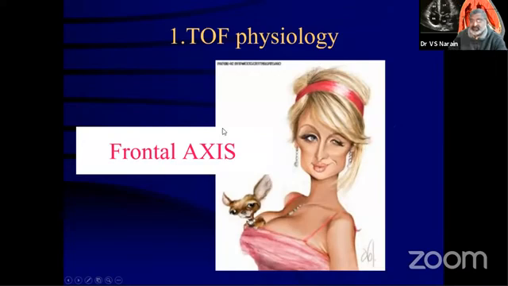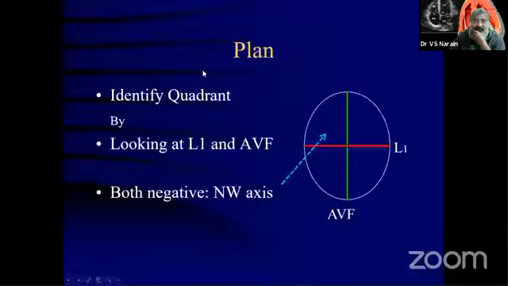Now, the frontal axis is important when you look at the ECG in tetralogy physiology. So the plan is, first you should identify the quadrant. And to identify the quadrant, the two leads that you need to look at are lead 1 and AVF. Often the students are confused as to what we do. So just try to remember what I'm telling you. Look at AVF and lead 1.